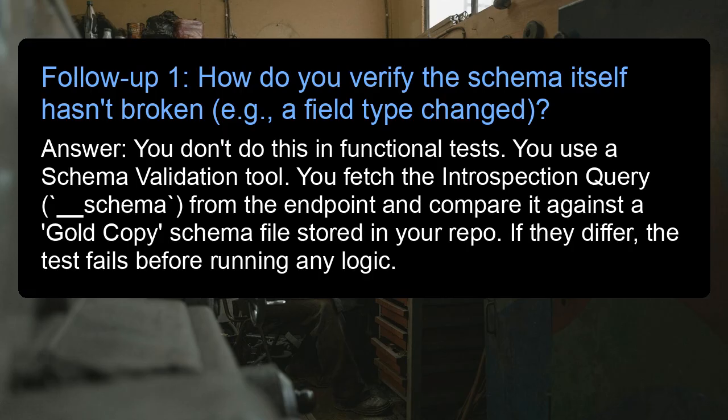You use a schema validation tool. You fetch the introspection query __schema from the endpoint and compare it against a gold copy schema file stored in your repo. If they differ, the test fails before running any logic.